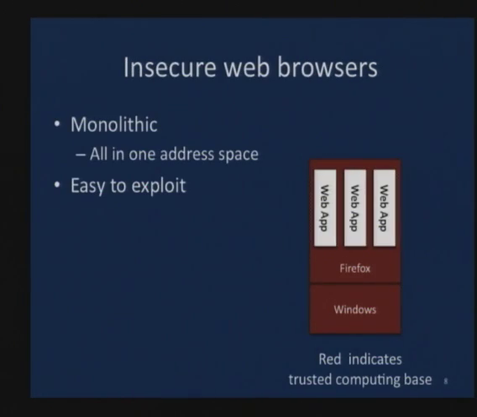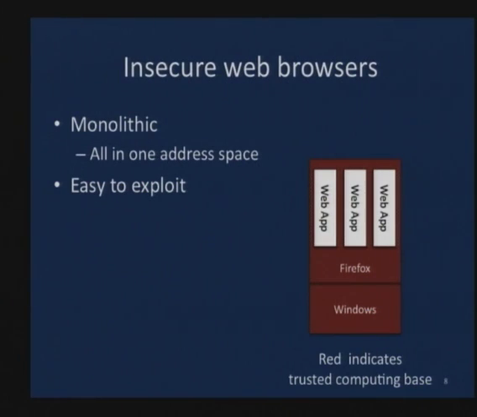So if you look at how some browsers are built, they are what I consider a monolithic web browser. And so what this means is it takes all of your content and jams it into the same protection domain. So shown here on this slide, we have Firefox running on top of Windows. What's shown in red here are things that are part of your trusted computing base. And the trusted computing base means that if you get an attack in one of these parts of your software or your computer system, then the attacker can compromise the security of your system.